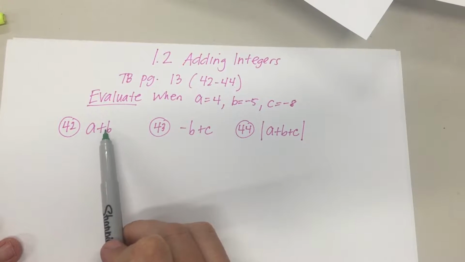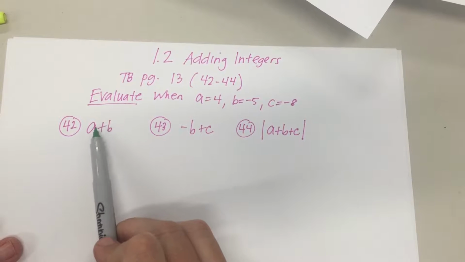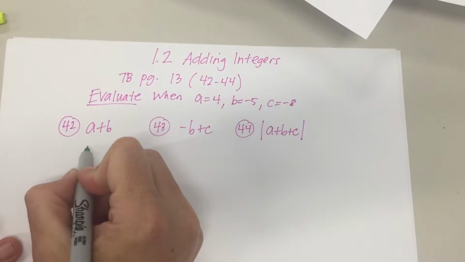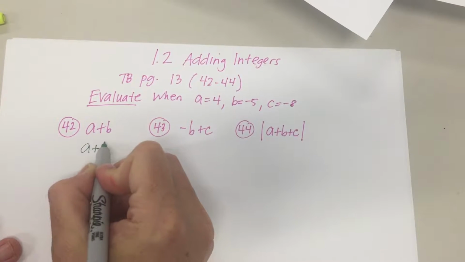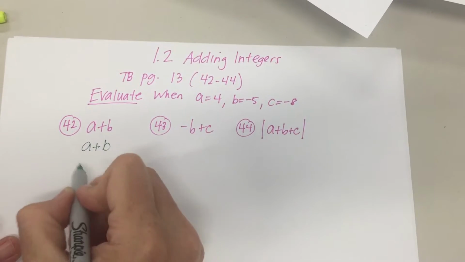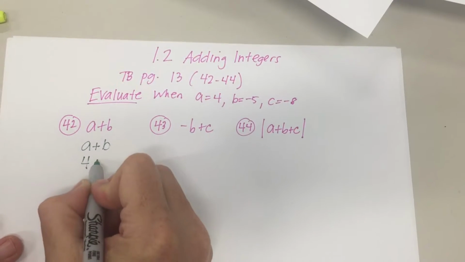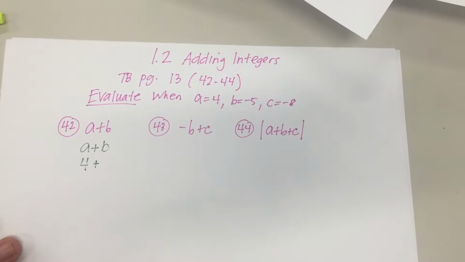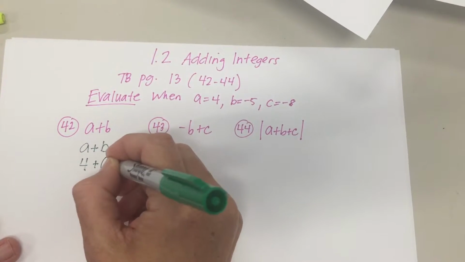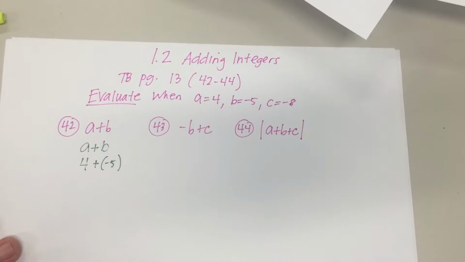It says a plus b. So the first thing I'm going to do is substitute the values of a and b in. I'm always going to keep that plus sign in the middle. So this is a plus b, which is what it says. The value of a is 4. Plus, and then the value of b is negative 5. So this is just 4 plus negative 5.